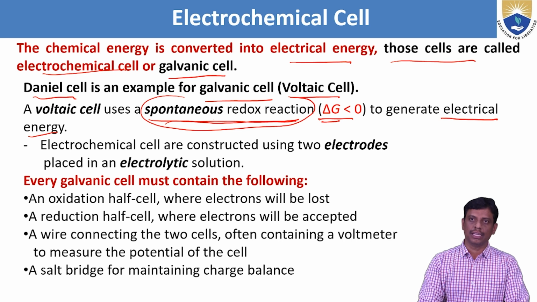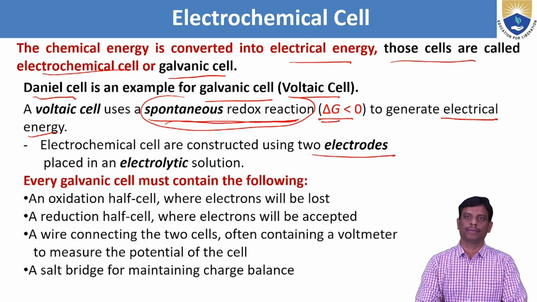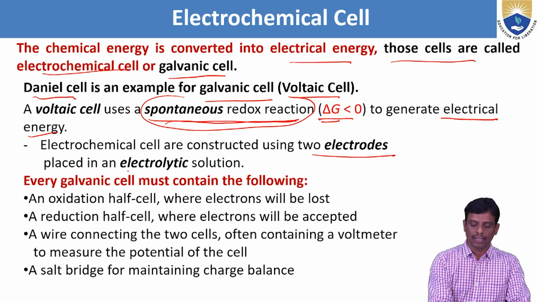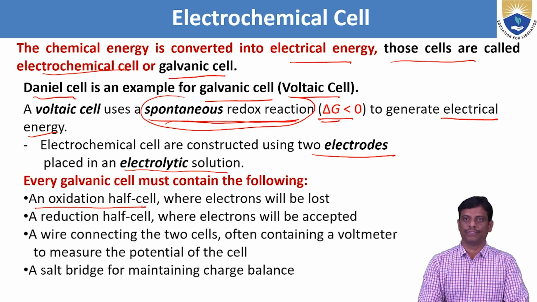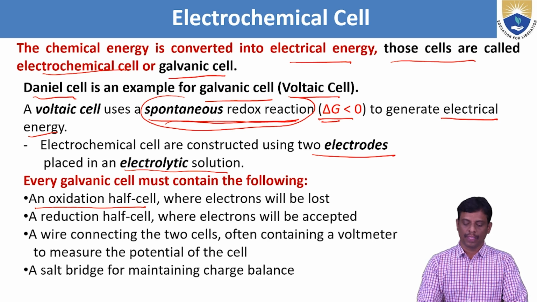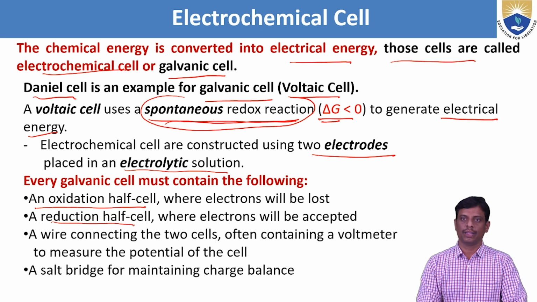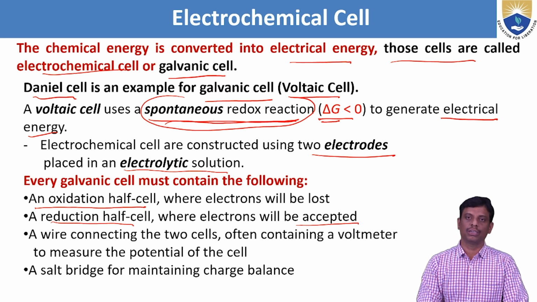Usually, electrochemical cells are constructed using 2 electrodes placed in respective electrolytic solutions. Every galvanic cell, or voltaic cell, must contain the following components. The first one is the oxidation half cell, where the electrons are lost; that is considered the oxidation half cell. The other part is the reduction half cell, where the electrons are accepted or gained.